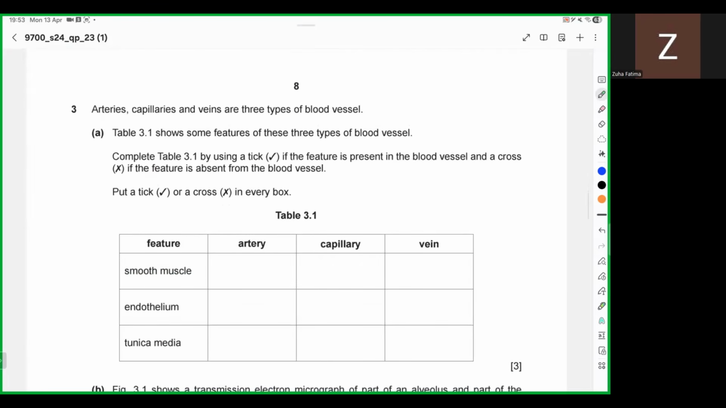Next question. Arteries, capillaries, and veins are three types of blood vessels. Table 3.1 shows some features of these three types of blood vessel. Complete table 3.1 by using a tick if the feature is present in the blood vessel and a cross if the feature is absent from the blood vessel. Put a tick or a cross in every box. Smooth muscles, endothelium, tunica media.